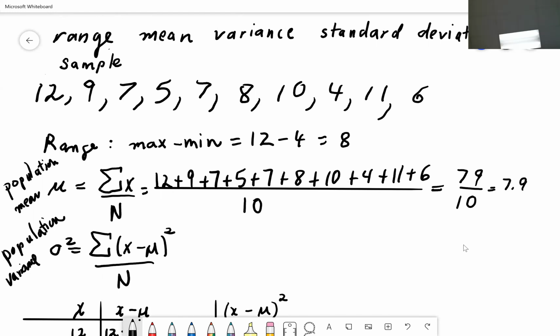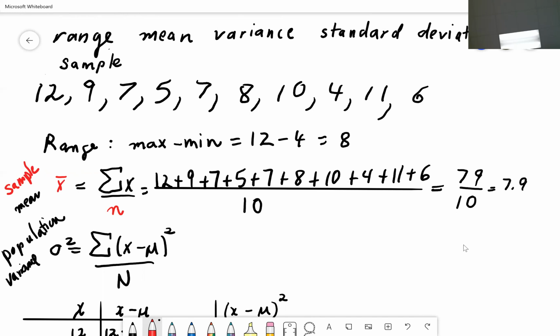So the max minus the min is the same. It doesn't matter. Now I'm going to call this a sample mean. So instead of mu, we now use X bar. Instead of capital N, it's lowercase n. It's the same calculation. Nothing changes with the calculation.